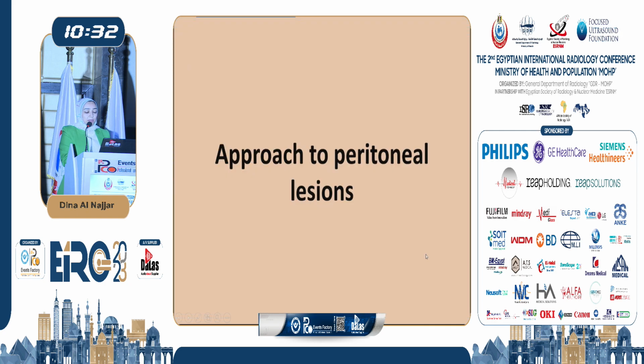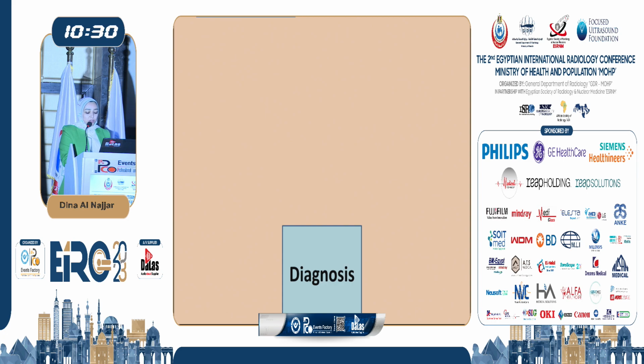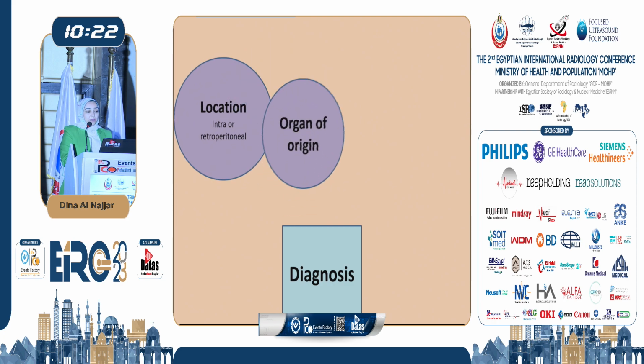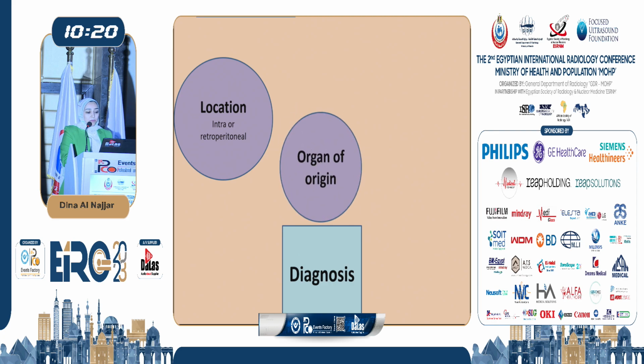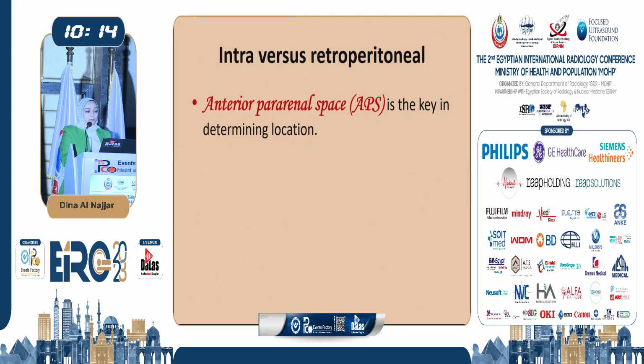How to approach the peritoneal lesions? First, to reach the diagnosis, we have some questions that we have to answer. First, the location. Is the lesion intra or retroperitoneal? Then, the organ of origin, which is a big challenge. Then, the internal content. Is it a solid or cystic lesion?